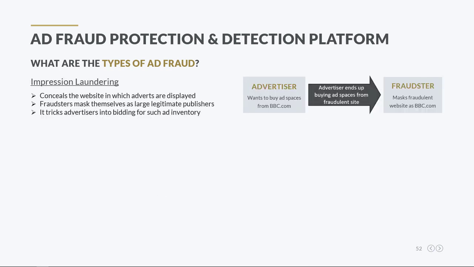Impression laundering is the practice of concealing the real website where the actual ads are displayed. Domain spoofers mask themselves as large, legitimate, and trustworthy publishers to monetize ad impressions that advertisers otherwise wouldn't buy. In the programmatic advertising ecosystem, publishers are allowed to label their own websites. Fraudsters may identify themselves as BBC.com or any other large publisher, and hence advertisers can be tricked into bidding for such ad placements.